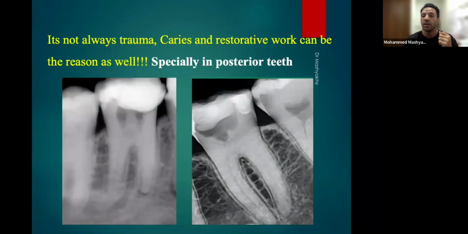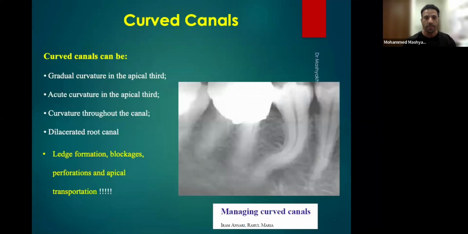You see, calcification doesn't always come from trauma, especially in the posterior teeth. When you have a big filling, when you have caries, when you have extensive work on that tooth, the pulp chamber tends to get smaller and smaller, as a defense mechanism. So we can see a lot of calcification in anterior teeth because of trauma, and in posterior teeth because of caries and restorative work.